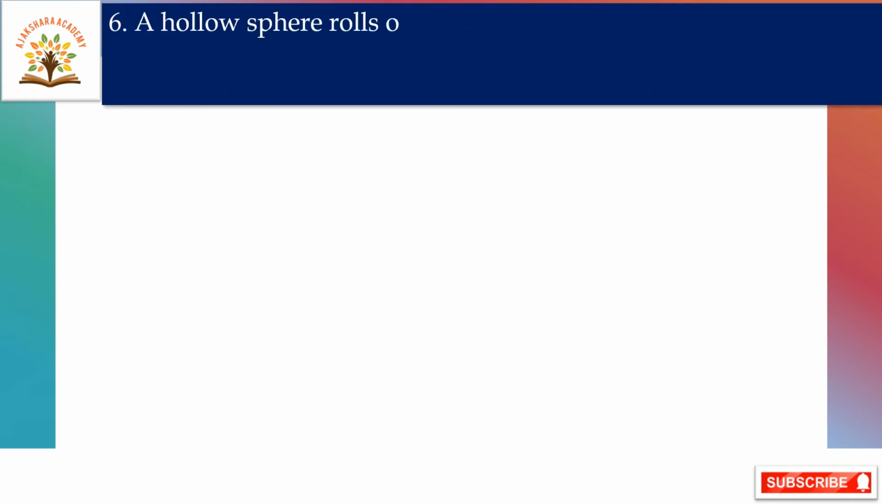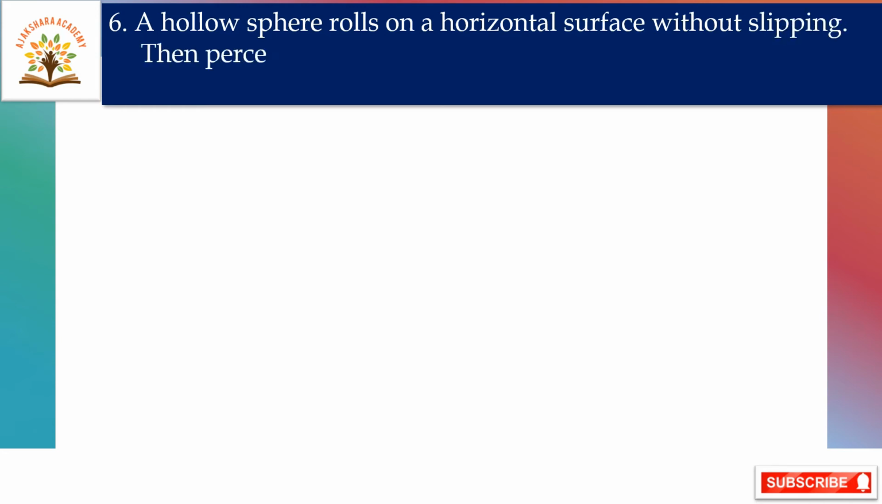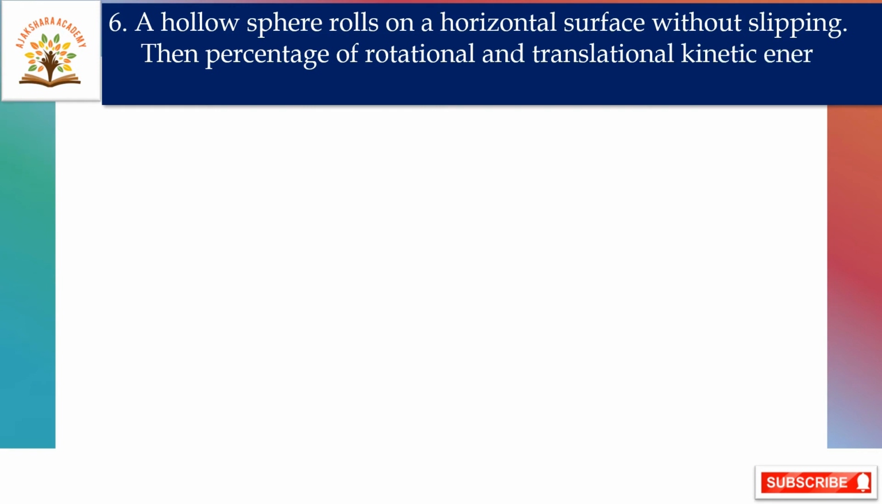A hollow sphere rolls on a horizontal surface without slipping. Then the percentage of rotational and translational kinetic energies in total energy is. Now let us go to the solution.